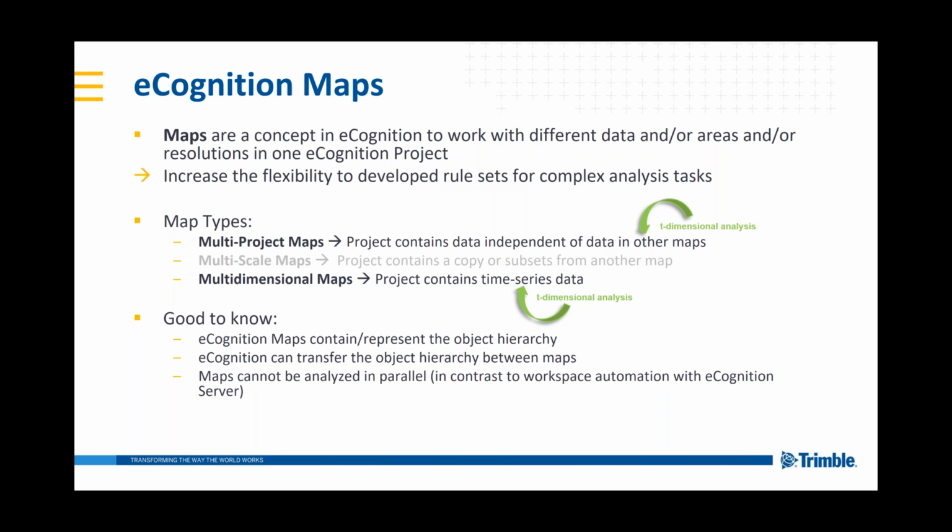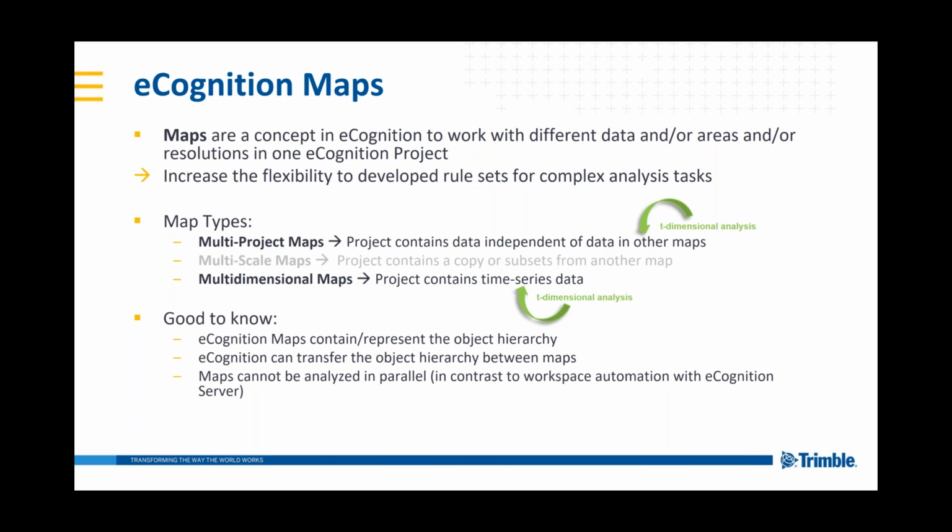We can think of the maps as three types. The first would be a multi-project map. This is where the project contains data independent of data in various maps. So we can put different data sets into different maps. This is a concept that will be relevant for this topic of the T dimension or time series analysis. We also have the multi-scale maps. This doesn't pertain to the time series analysis that we're going to be seeing here, but here your project contains a copy or subsets in these other maps.